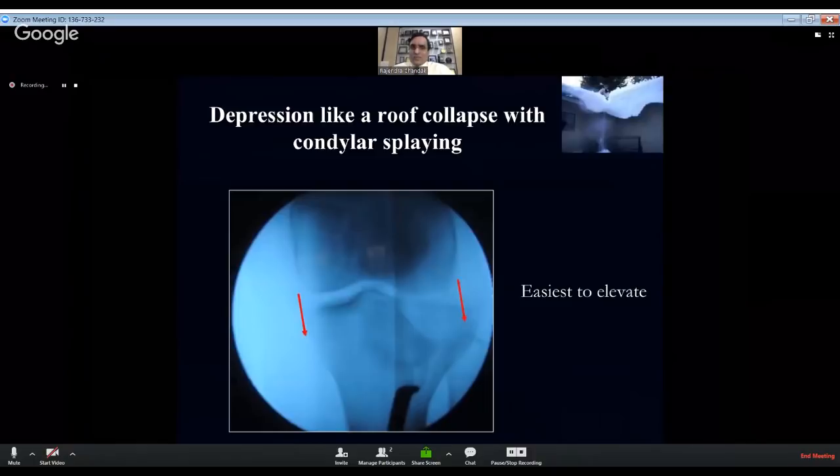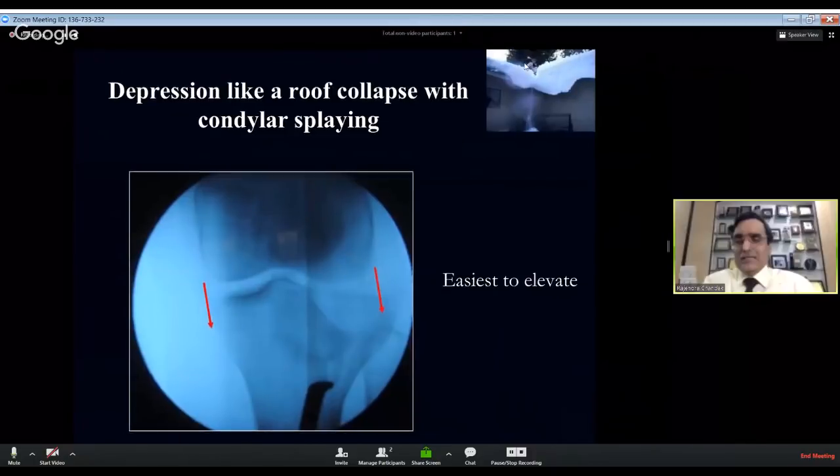Depression like a roof collapse with condylar spring is the easiest to elevate. So whenever I have a patient where this CT image is there, I'm very happy. I'm sure this does not require a meniscal elevating approach or a disconnecting approach. It does not require a complex maneuver. What it requires is that the collapsed roof has to be brought back into position. And how is this done?